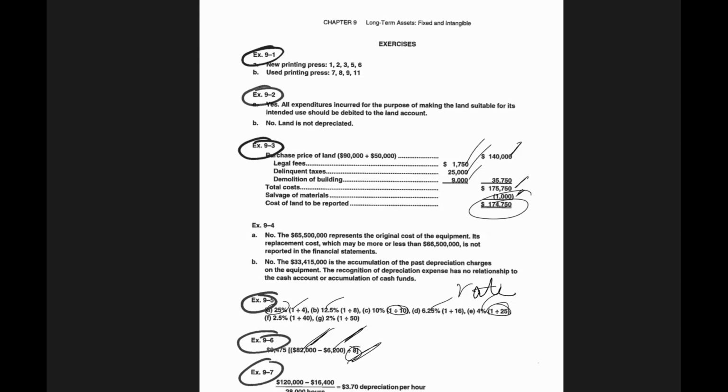Number 7, depreciation by units of activity. So we've done straight line, now we're doing units of activity. A diesel-powered tractor with a cost of $120,000 had an estimated residual value of $16,400, and it's going to be used a total of 28,000 hours.